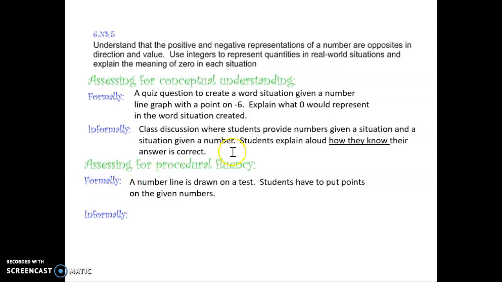All right, formally for procedural fluency. Basically, can you graph a negative number if I give you one? Do you know where that is on the number line? Okay, that's this.